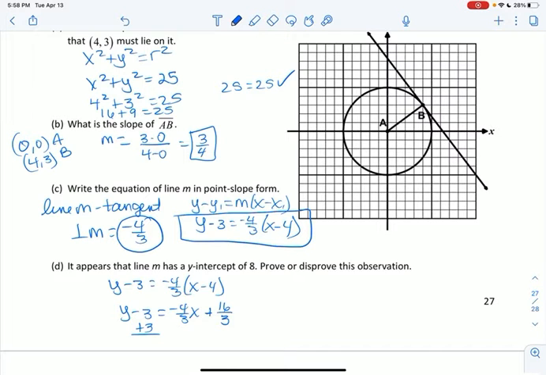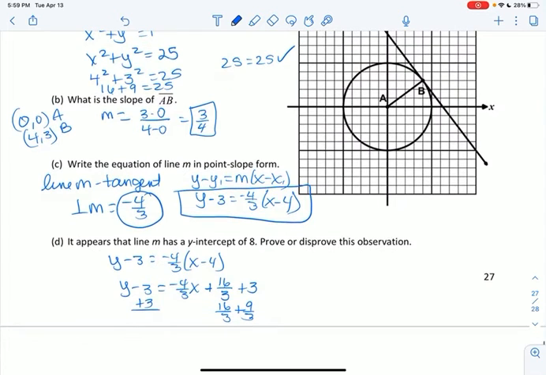Remember, you can't add fractions unless the denominator is the same. So basically, instead of adding 3, I'm going to add 9/3 because 9/3 is equivalent to 3. And when I add 9/3, that's actually 25/3. So I get y equals negative 4/3 x plus 25/3.